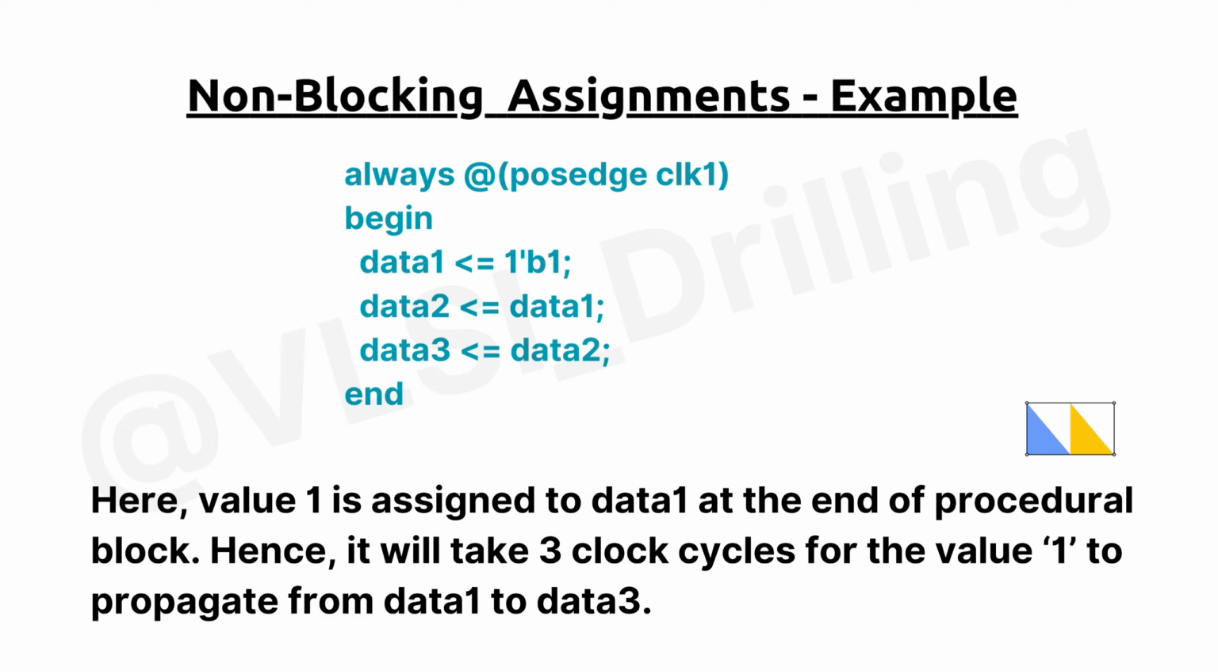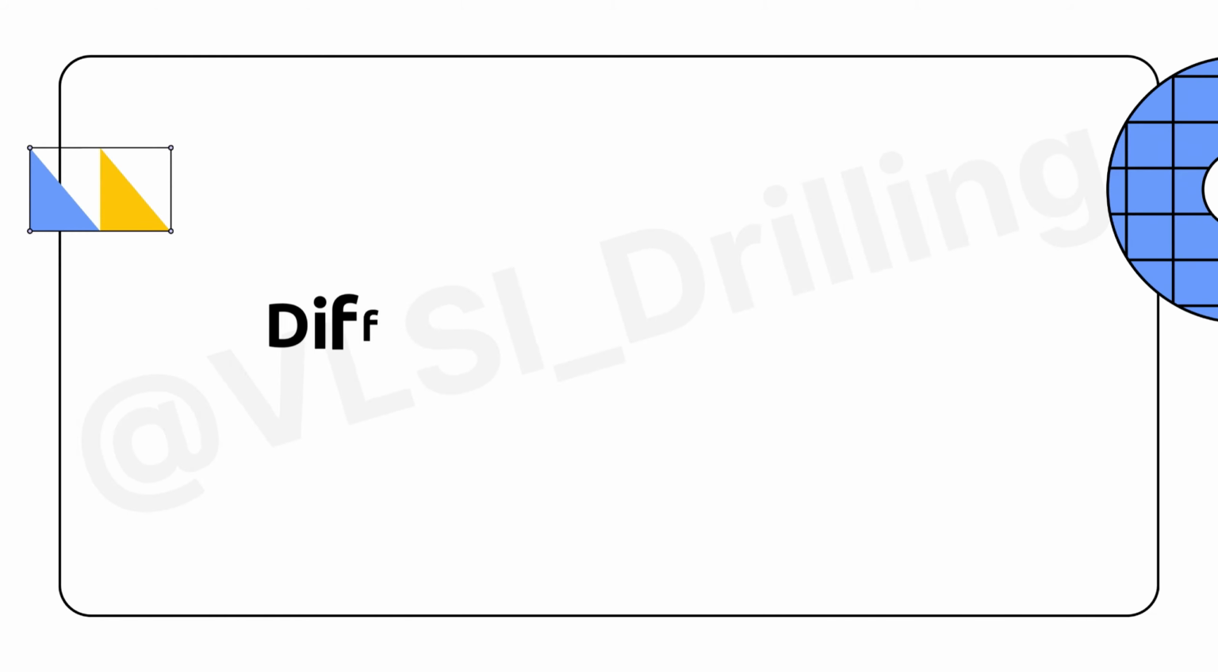Then in another clock cycle, data2 will be assigned data1, that is 1. And in another third clock cycle, data3 will be assigned data2 with value 1. So it will take 3 clock cycles for the value 1 to propagate from data1 to data3. So unlike blocking assignment, it will take more number of clock cycles for propagating the value.